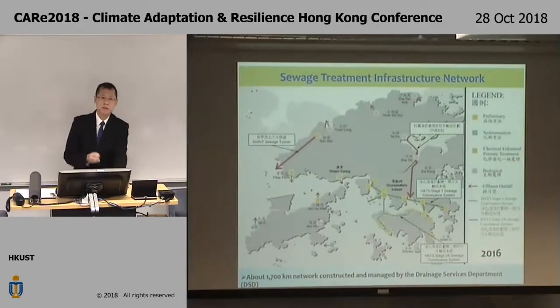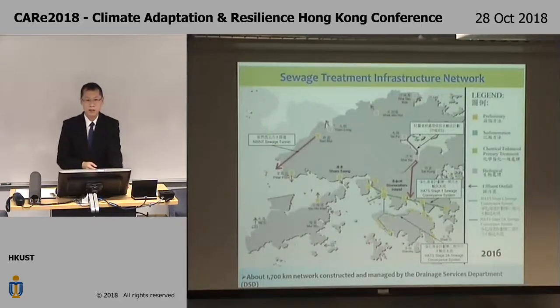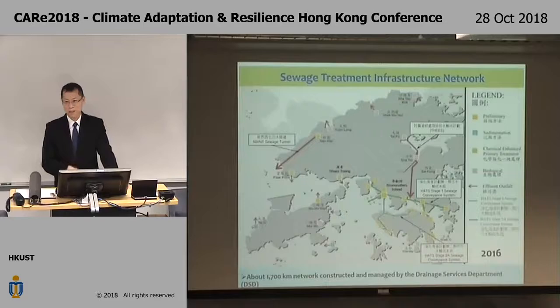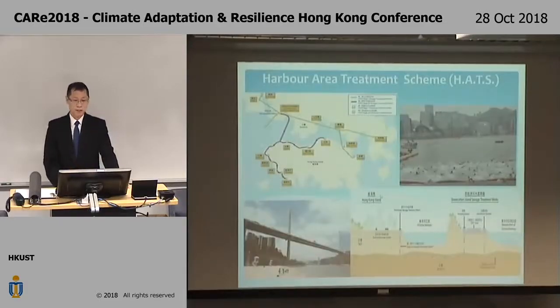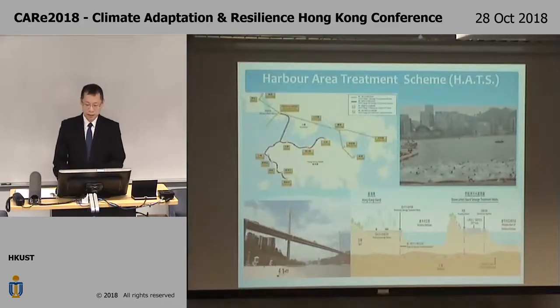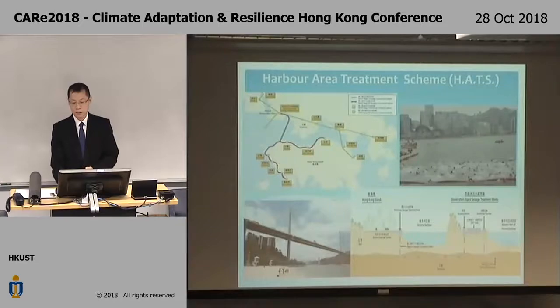It came into full operation in December 2016, so it's around 2 years ago. That's the HATS system. This is the long, deep tunnel, because we don't want to remove all the buildings. We don't want to bother with all the land road work. So we use a deep tunnel to convey our sewage.